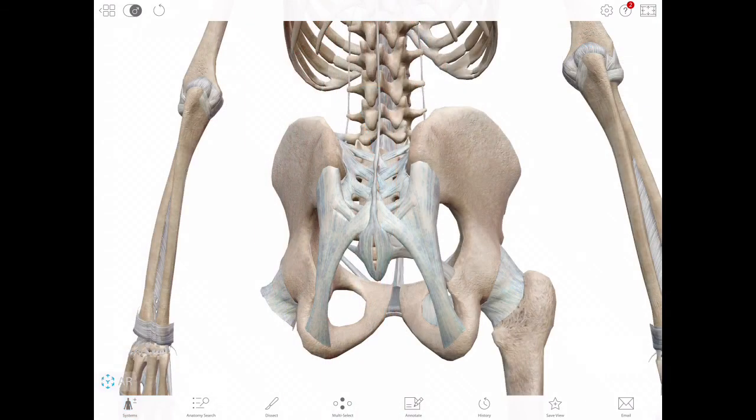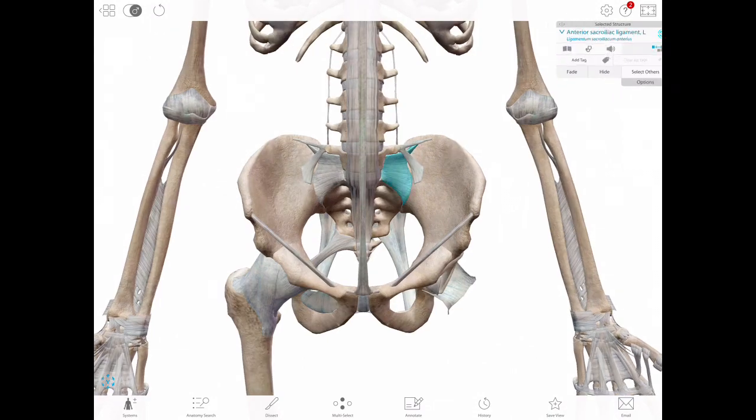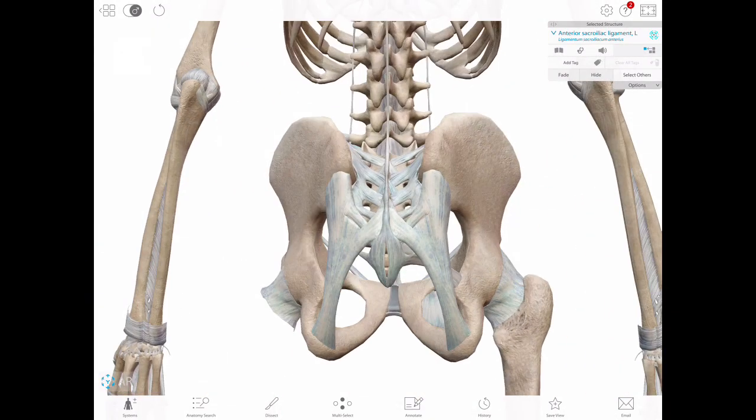So I just want to clarify, this is the anterior sacroiliac ligament, and this is the posterior sacroiliac ligament.